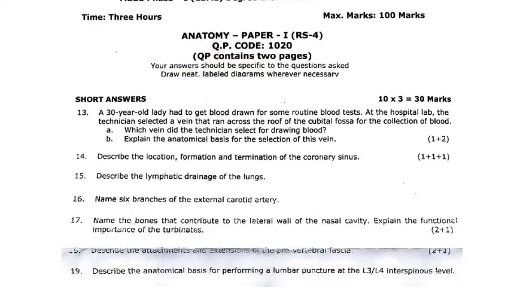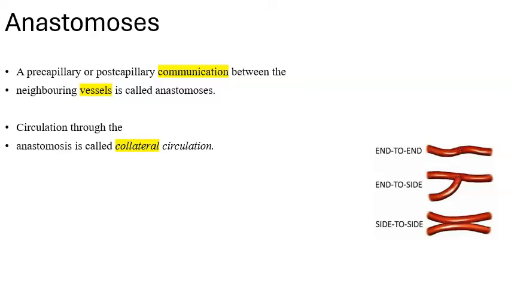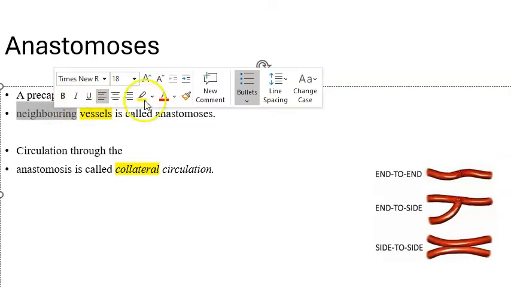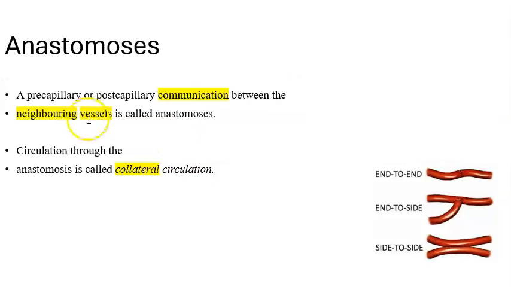From general anatomy, down here it is: 3 types of anastomosis with suitable examples. So what is anastomosis? Communication between neighboring blood vessels is anastomosis. The blood that flows through this anastomosis will create a collateral circulation. Remember, these blood vessels have to be neighboring. It will not anastomose with something which is very far. It has to be neighboring. Communication between neighboring blood vessels.